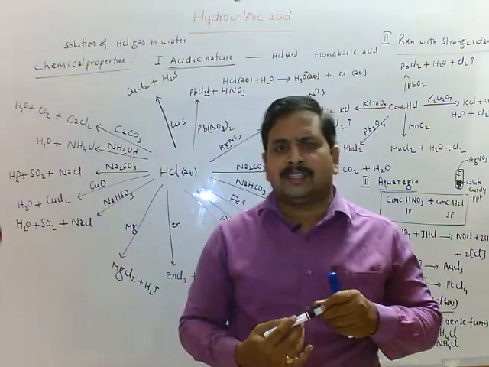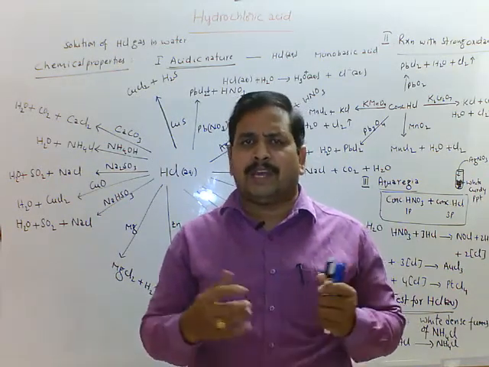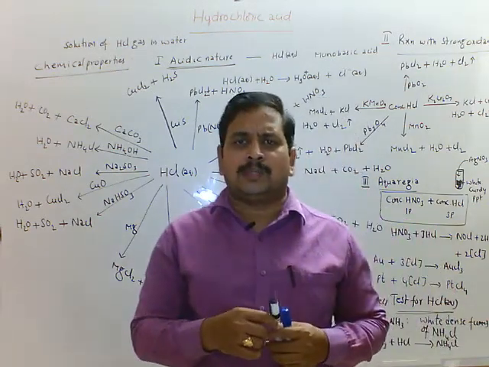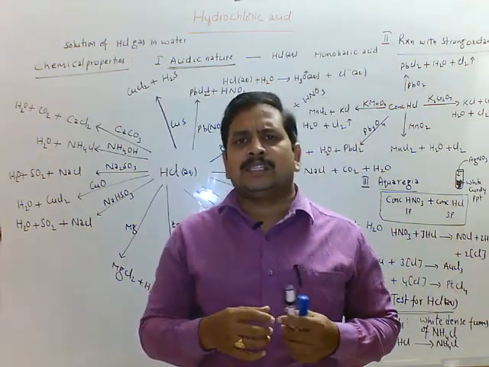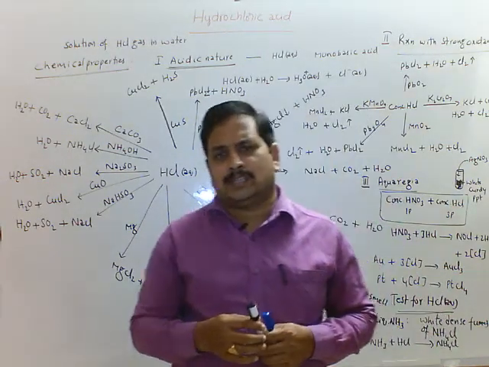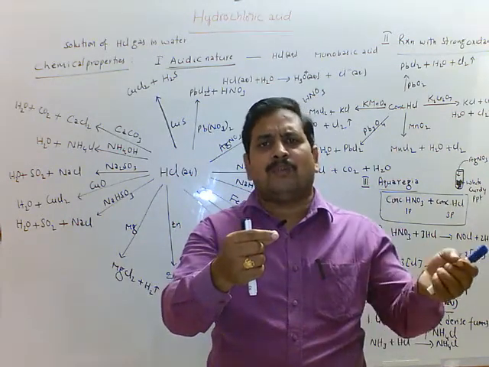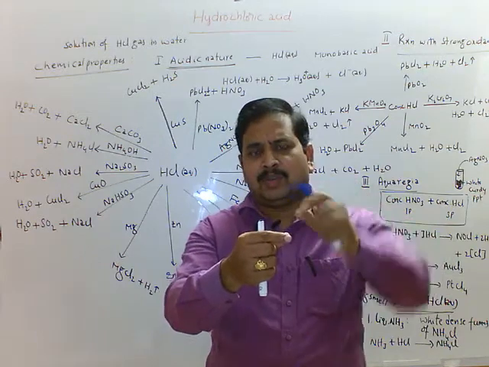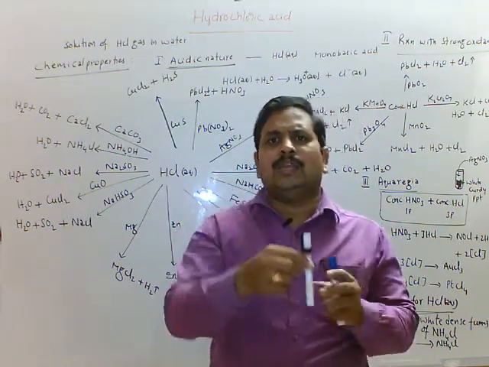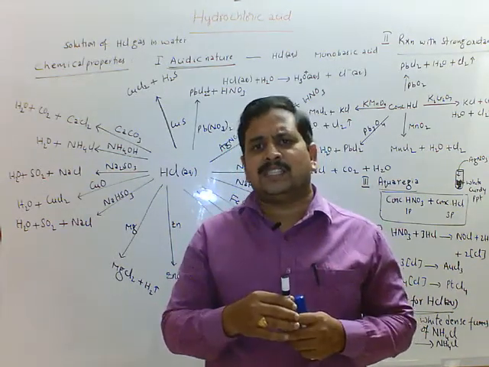Second test is reaction with silver nitrate solution. When we are adding silver nitrate solution to hydrochloric acid, we get white cloudy precipitate which is soluble in excess of ammonium hydroxide. Now third test. This is hydrochloric acid I am taking. To this, a pinch of manganese dioxide is added. It is kept on flame. On heating, we get greenish yellow colored gas, that is chlorine gas is evolved.